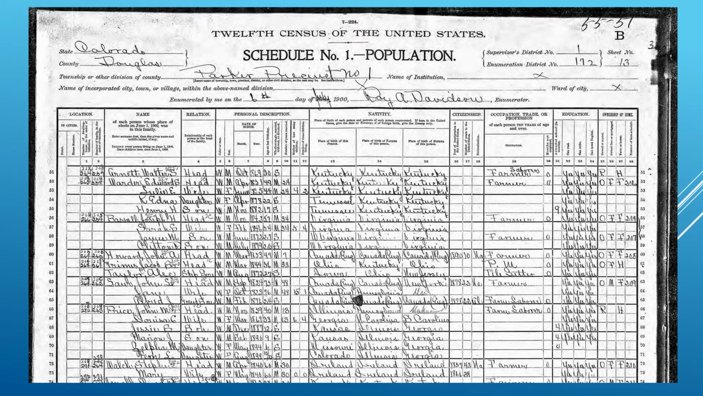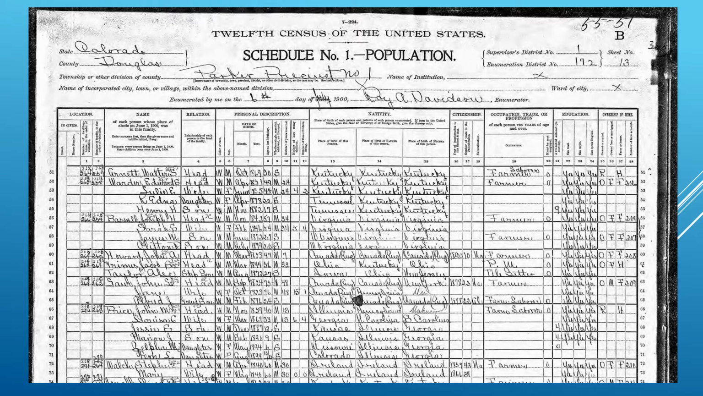It will be listed in the indexing. The next column is the relationship between that person and the head of household. Then we have race and gender and month and year of birth. I found this to be somewhat reliable, but not entirely.